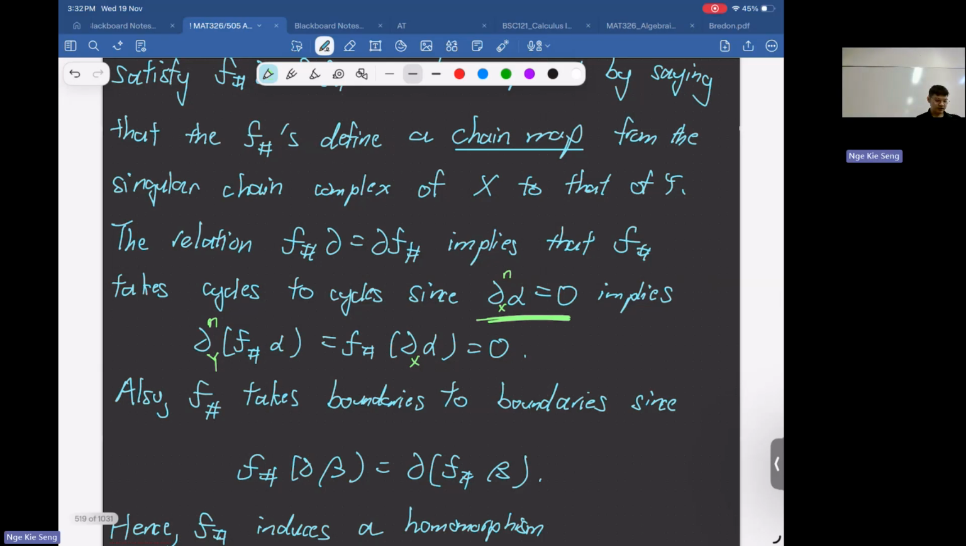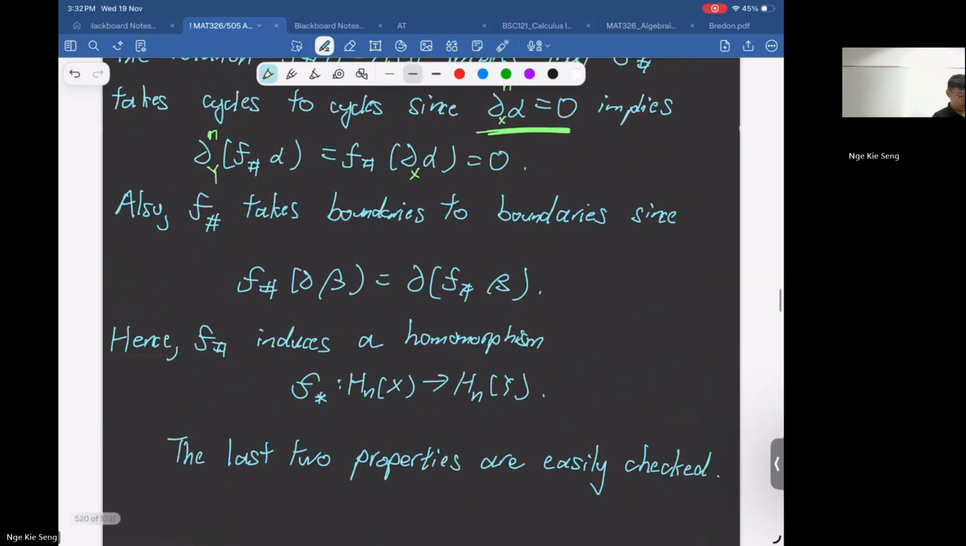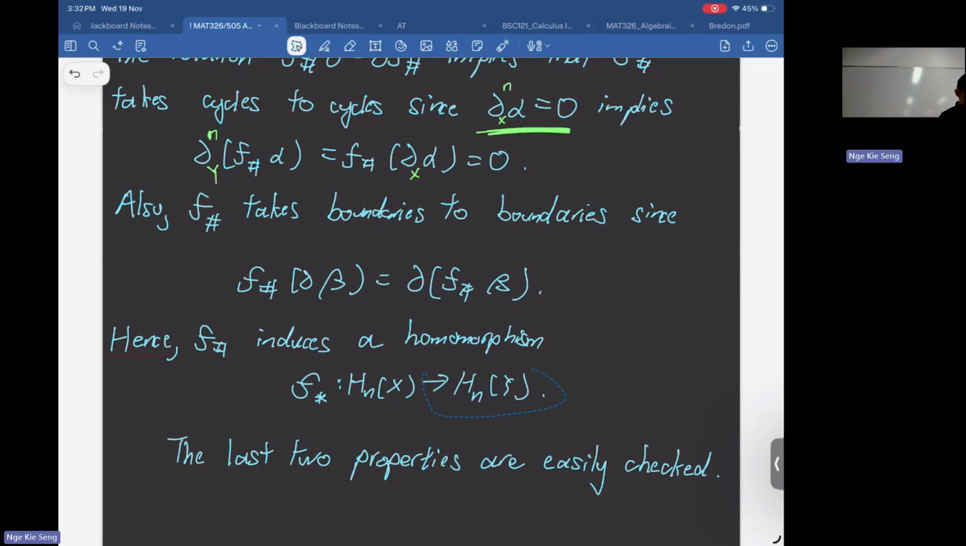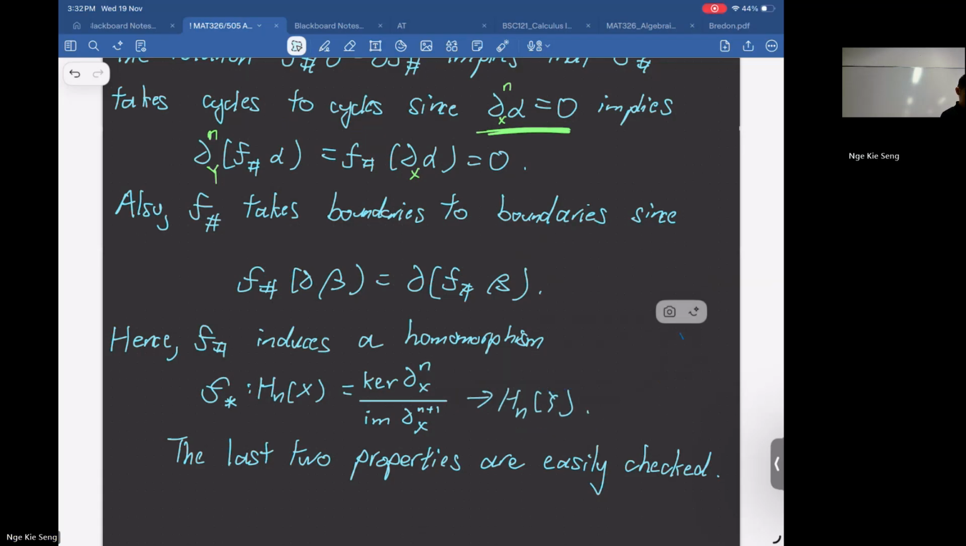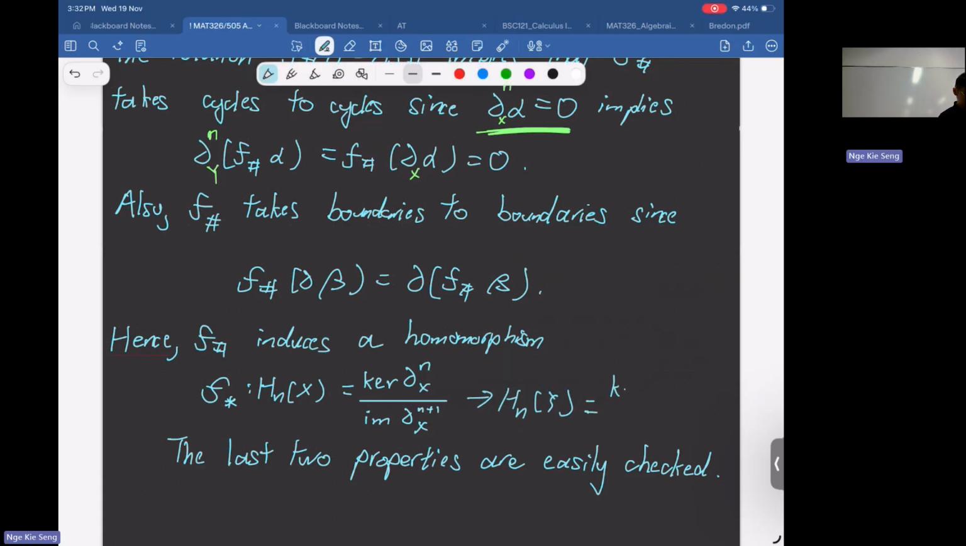Then this will induce a homomorphism on homology here. So maybe I shall write this down. This is the kernel of delta n of X over the image of delta n plus 1 of X. And then on the other side, we have the kernel of delta n of Y over the image of delta n plus 1.